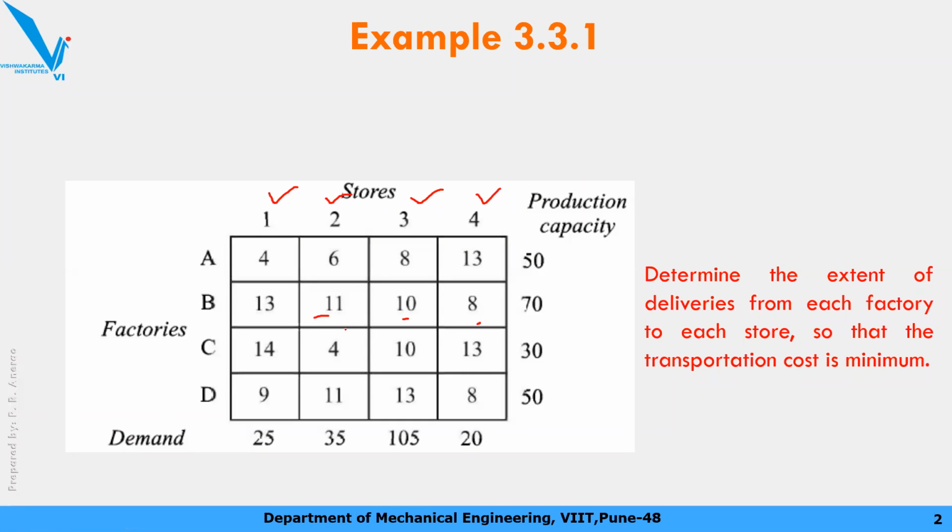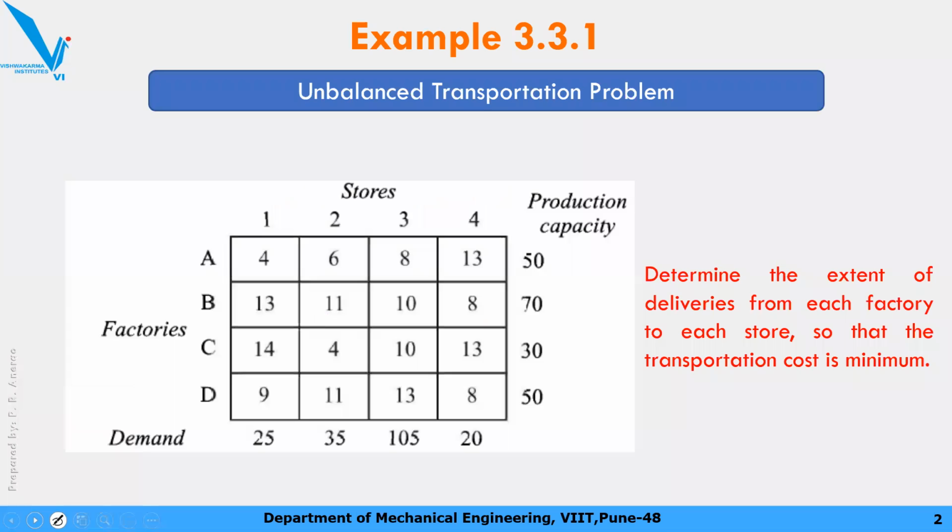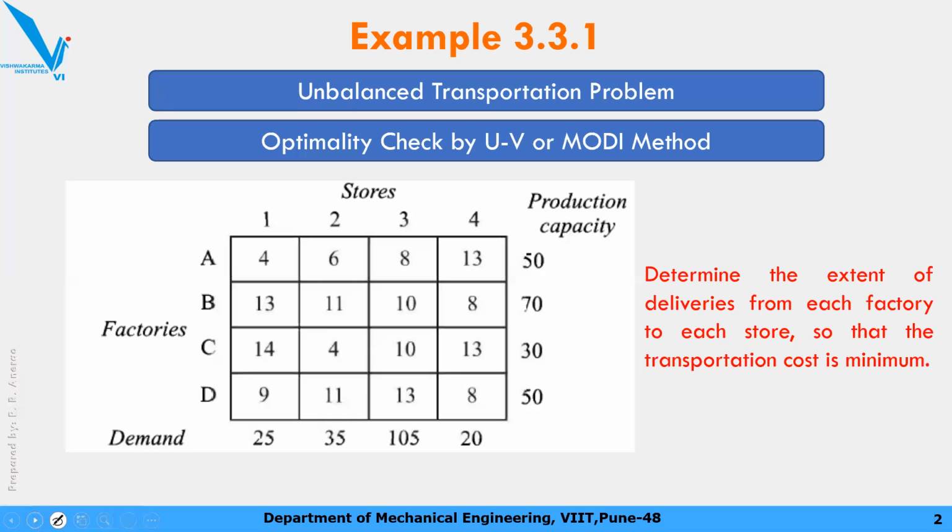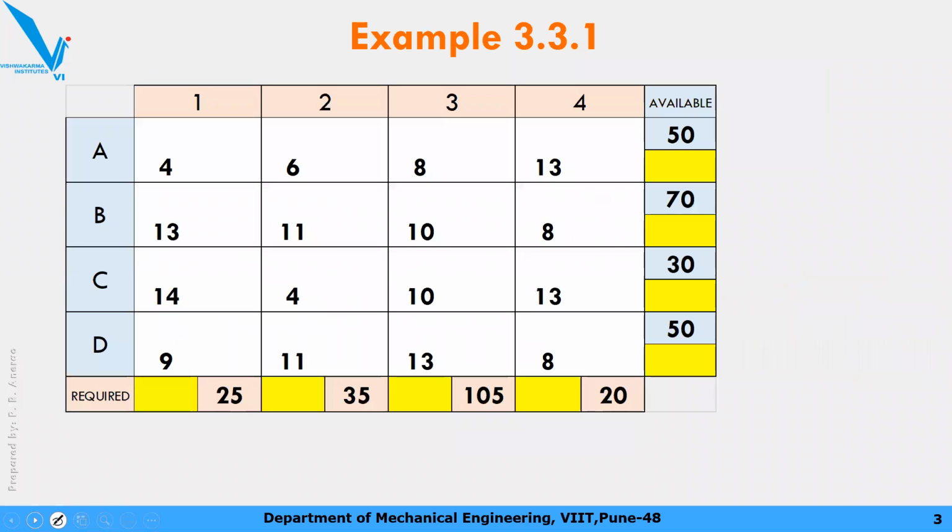We need to solve this, and in this problem statement we are going to take care of an unbalanced transportation problem. Along with that, we are going to learn a second method for optimality check, that is the UV or modified distribution method, popularly known as the MODI method. So we are going to cover both topics: how to solve an unbalanced transportation problem, and if it is mandatory to solve using the UV or MODI method, how to solve that. Let's begin our calculation.